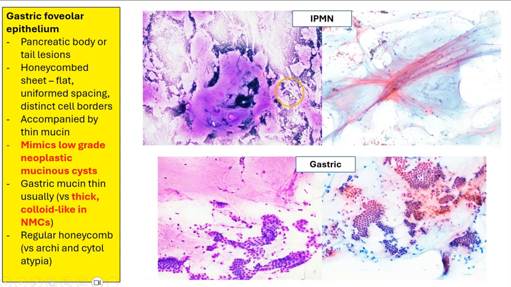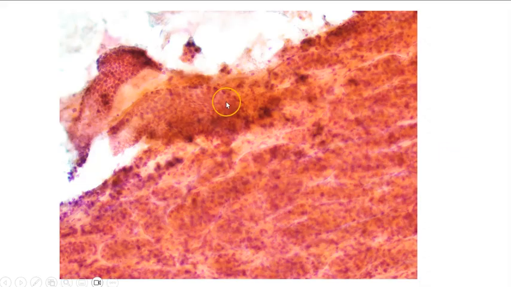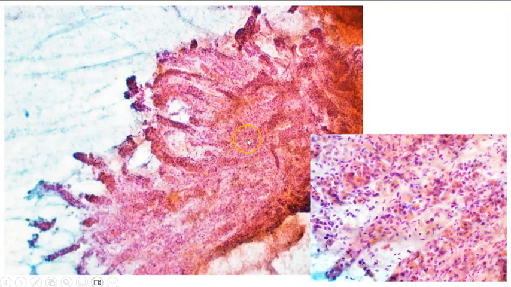Here is the comparison of the thicker mucin that we will see both in the air-dried and alcohol-fixed smears in an IPMN, as opposed to the thinner mucin that we will see in contaminant gastric epithelium. But sometimes it's not so obvious and it can be quite challenging to tell apart. This is an intact tissue fragment of gastric mucosa, so not only do we see the foveolar epithelium here, we can actually see the gastric glands with some lamina propria in between. And here is another example.